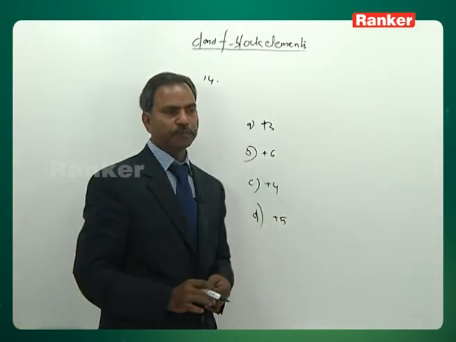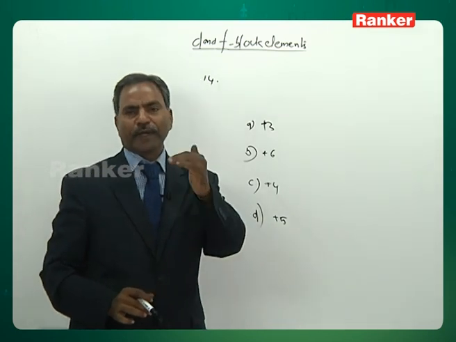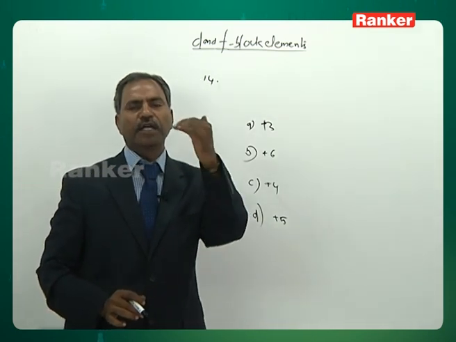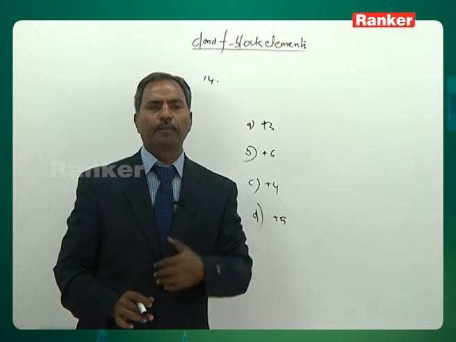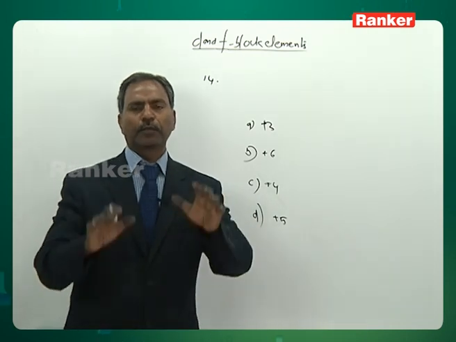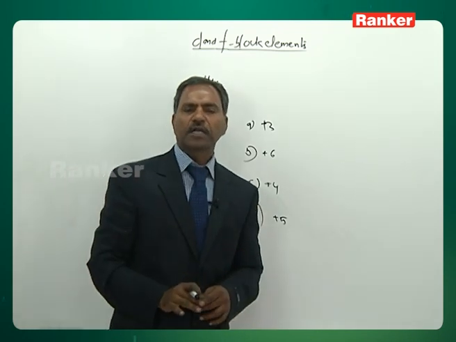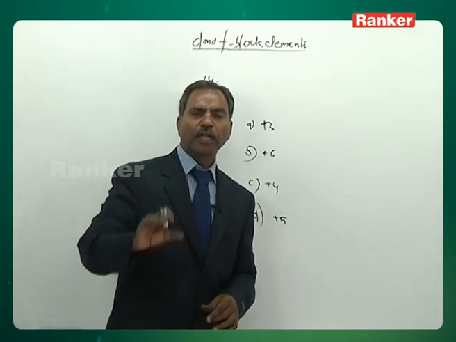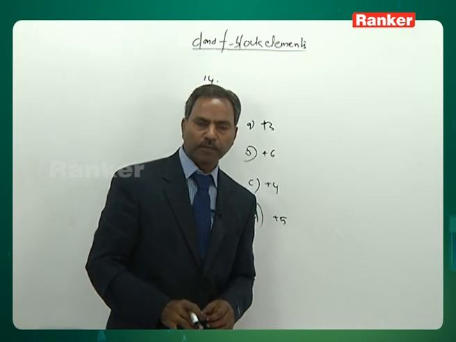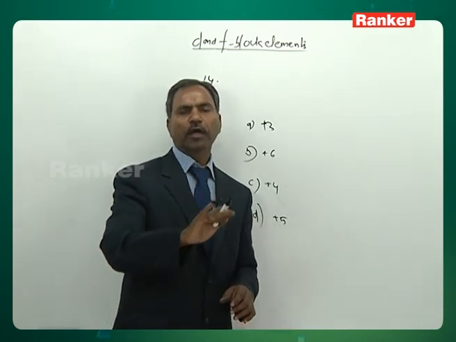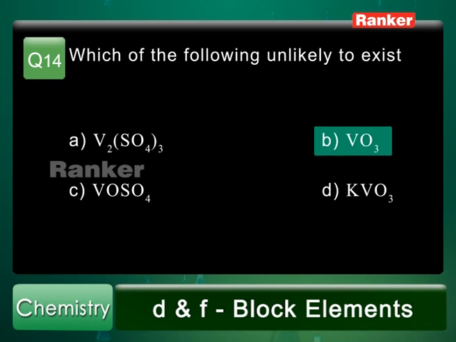Wherever the metal oxidation number is beyond its expected oxidation number, beyond its group number, that compound is not possible. In these answers, in option B, vanadium is exhibiting plus 6 oxidation number, which is not possible for vanadium. So option B is the correct answer.